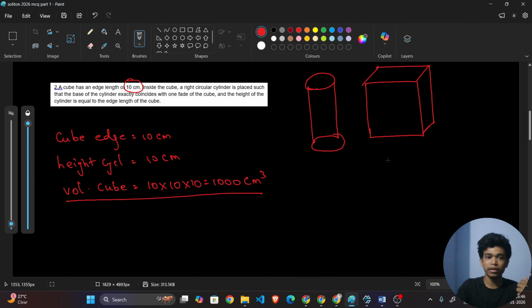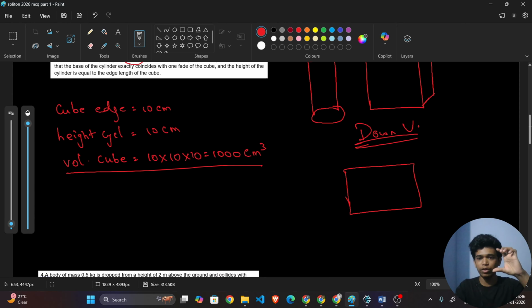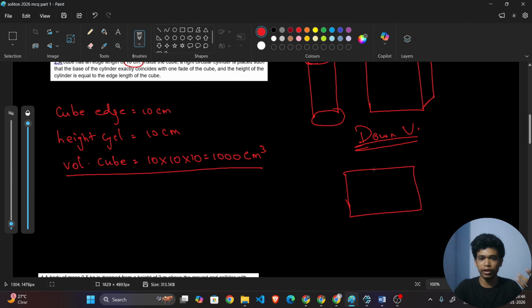They have given that the cylinder is attached in the one face entirely, which means in my down view, how it looks like is there is a cube, that appears like a square, right? In your down view, the cube is appearing like a square, and then inside that there is the cylinder's bottom like this. Can you understand this?